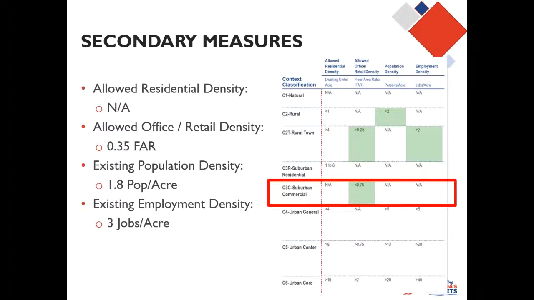But again, looking at the distinguishing characteristics, we saw that this was not a concentrated urban area surrounded by a lot of rural land, so it's not a rural town. The distinguishing characteristics and the secondary characteristics left over then tend to point us toward a C3C suburban commercial condition.